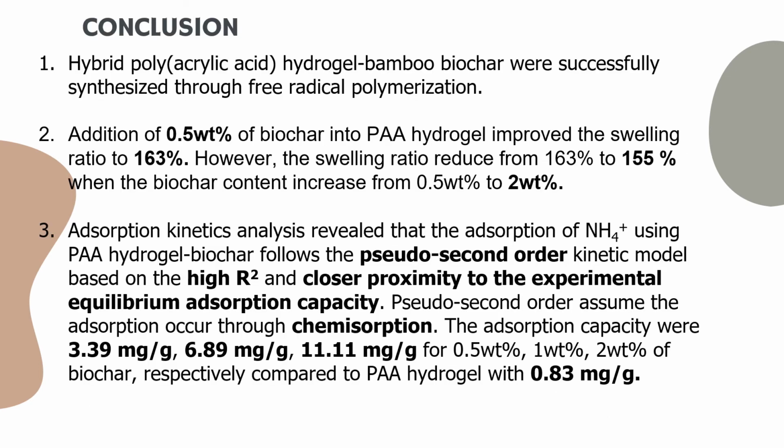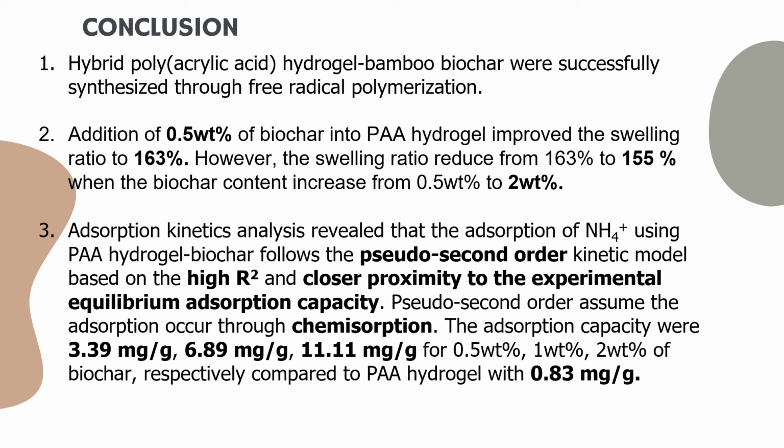As a conclusion, the hybrid polyacrylic acid hydrogel bamboo biochar was successfully synthesized through free radical polymerization. The addition of 0.5% of biochar into PA hydrogel improved the swelling ratio to 163%. However, the swelling ratio reduced from 163% to 155% when the biochar content increased from 0.5% to 2%.